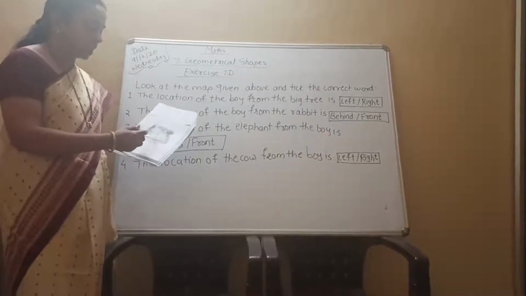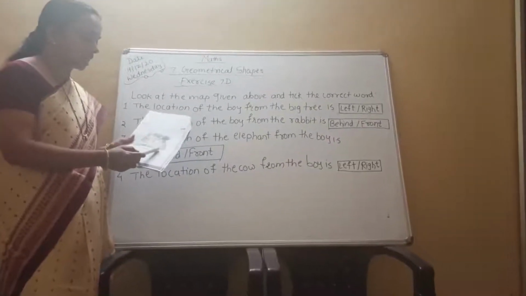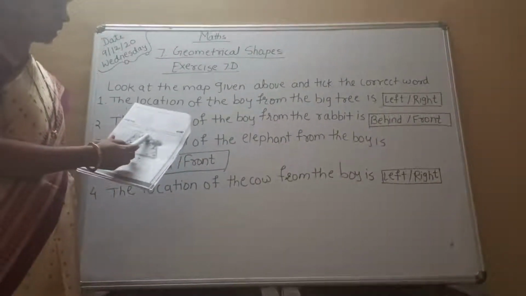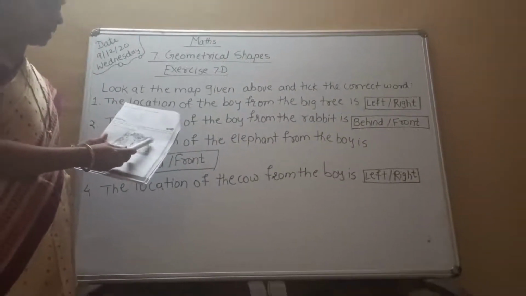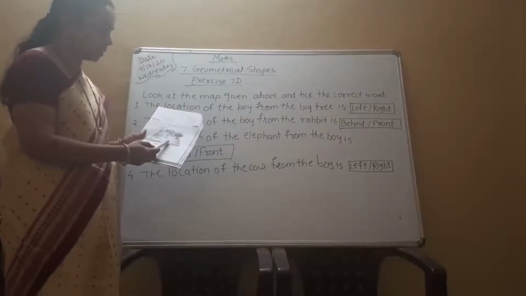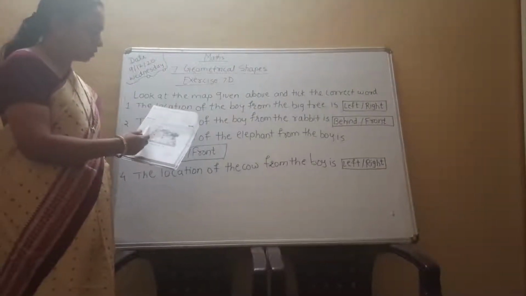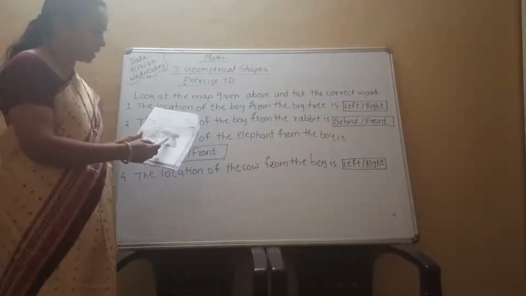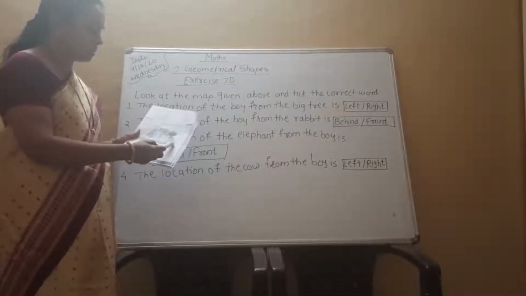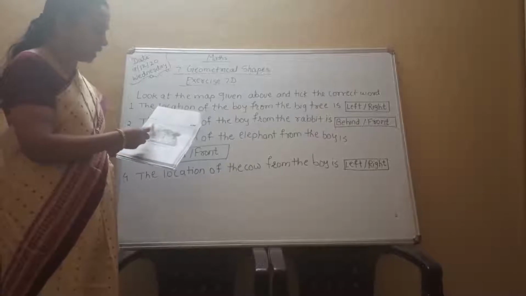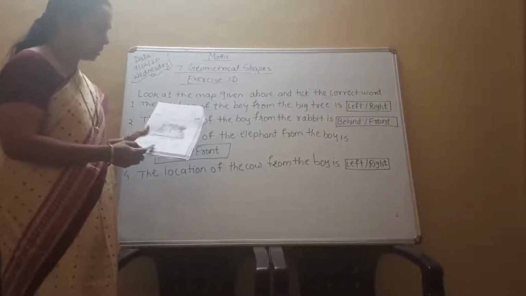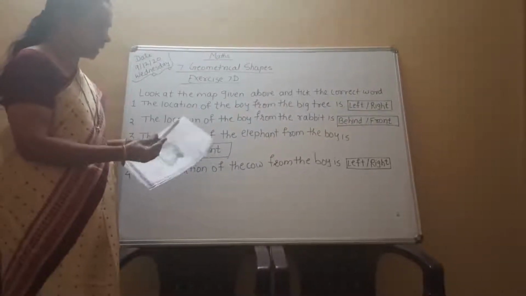This is a park. In this park so many things are there. See, this is a ball. This is one elephant. This is a big tree. This is one bench. This is one rabbit. This is cow. So the map of a park is given below. So this is a map of a park. So depending upon that map, we have to give here the correct answer.